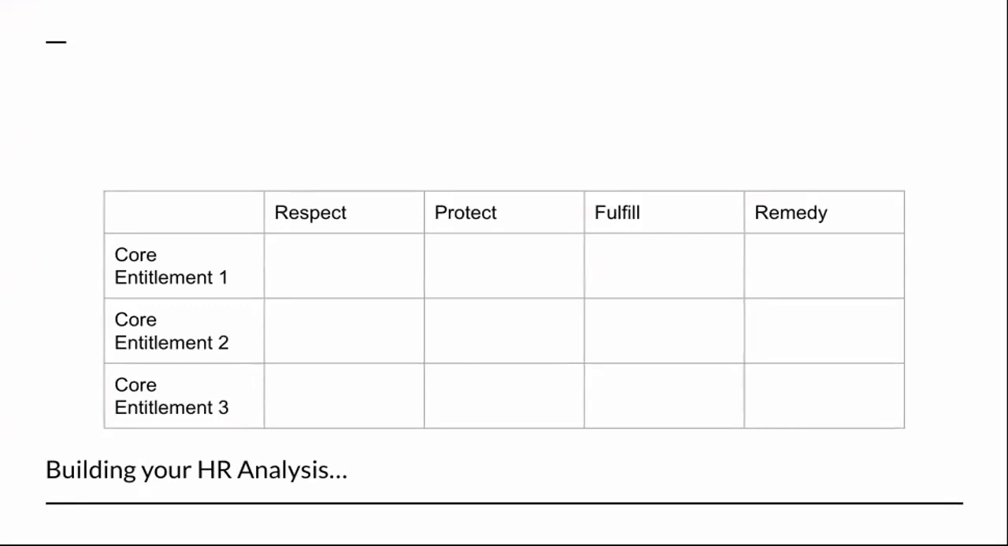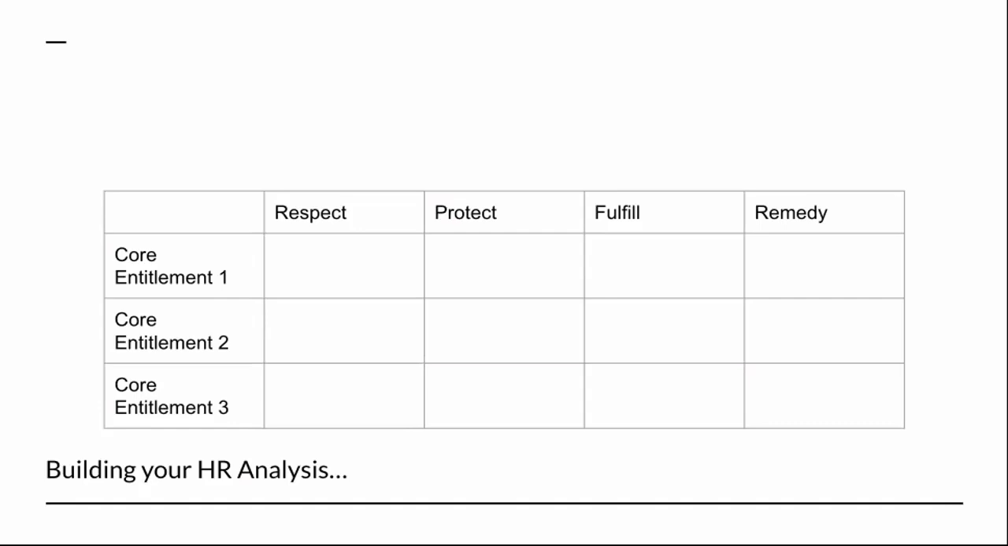So when building your human rights analysis, you can turn it into a table where the first column is about the core entitlements, and the first row is about the duties to respect, protect, fulfill, and remedy. So you create a table and just say, okay, core entitlement one is about accessibility of food.